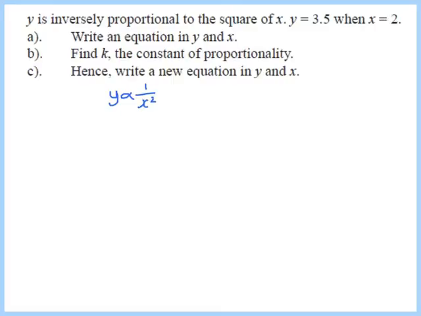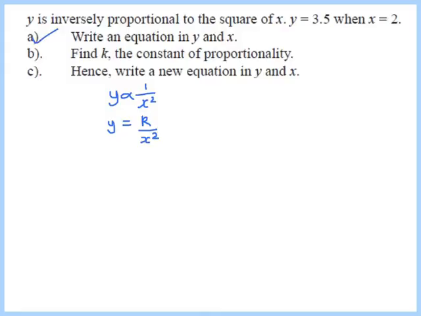Now, if you don't want to write that first line, it's perfectly acceptable to jump straight to here and call it y equals some number k over x squared, which tells us the relationship between y and x squared. So first thing I need to do is go and find k. I've written my equation connecting them there. So let's put the numbers in.